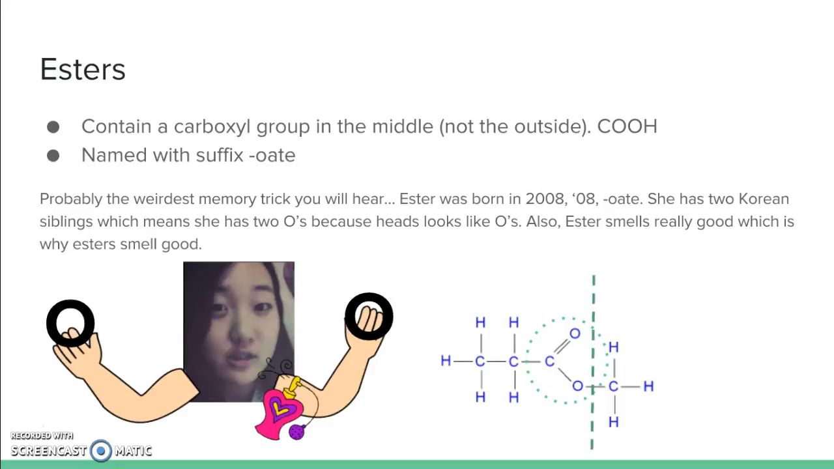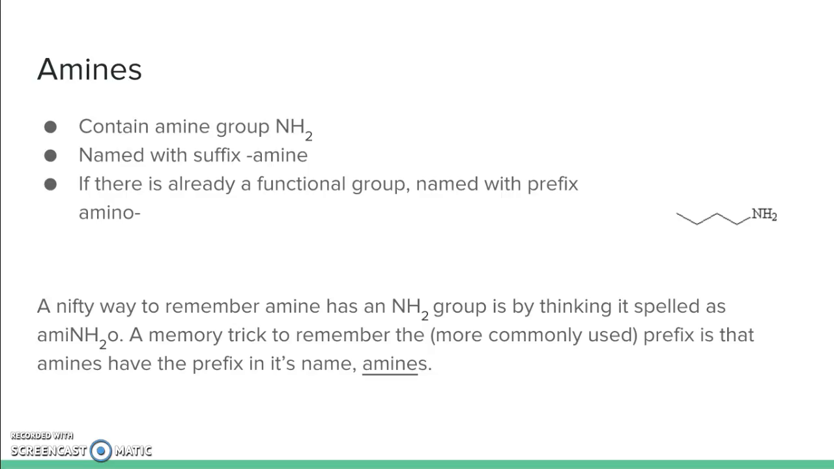It's always going to be in that area after the oxygen, and once you've split it, you name the right side first, which is the part branching off from the main group. So that's just methyl, and then since it's a 3-carbon chain, it's going to be some form of propane. But since it's an ester, it's going to be propanoate. So when you combine them, it'll be methyl propanoate, as you can see right there.